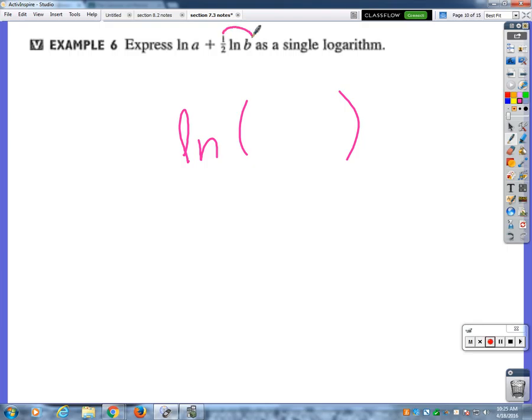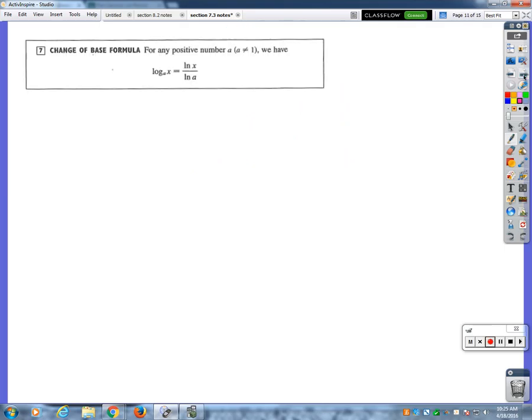Close. You take this and move it and make it an exponent, and then combine them together. So it's going to be the natural log of a times b to the 1/2. And it was only the natural log of b that is being multiplied by 1/2, so it is only the b that is being raised to the 1/2 power. Yes, ma'am. Okay? So natural logs, same deal.